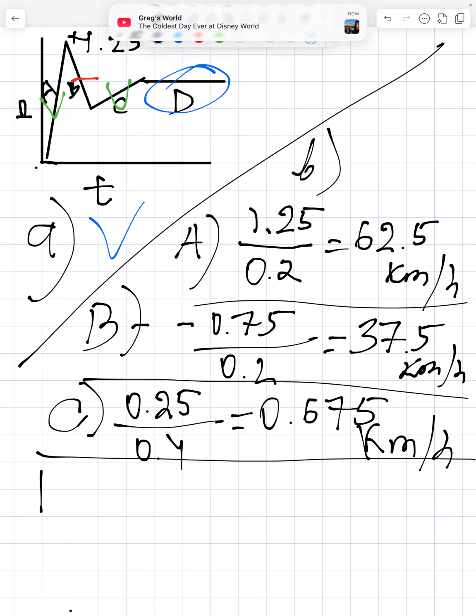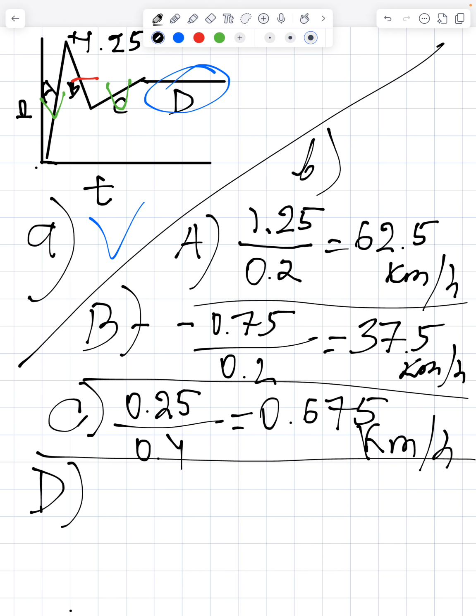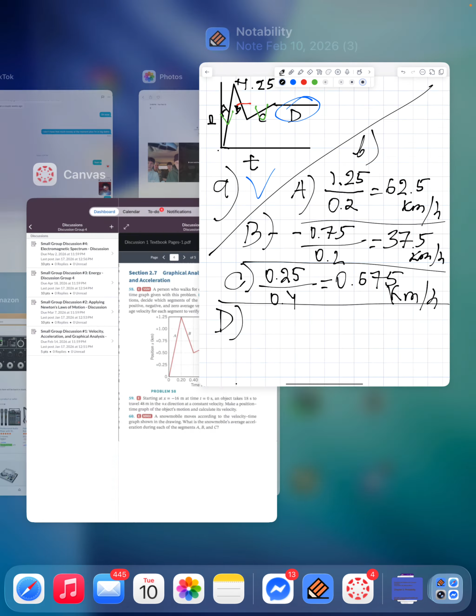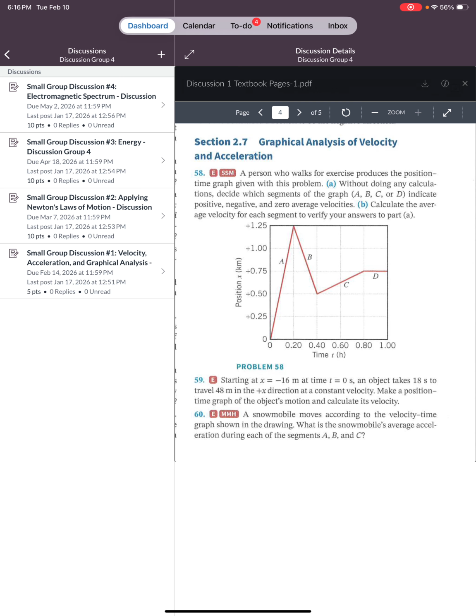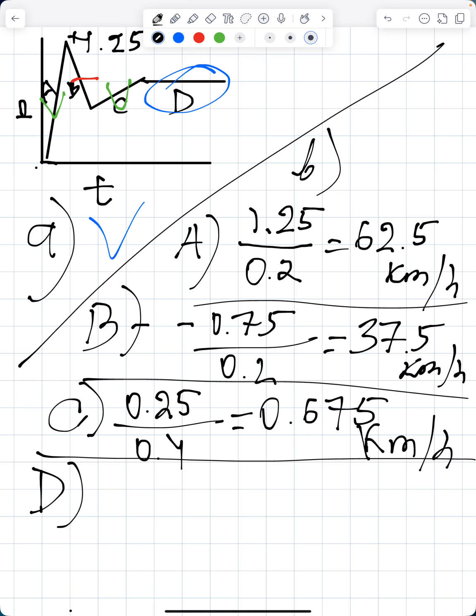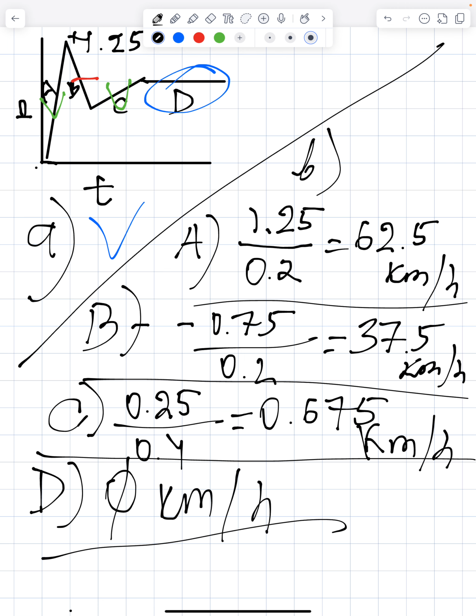Now, finally, D, we probably can predict since it's 0. So D is 0, but let's look at the picture where it's 0.8. Zero divided by anything is zero. So there's actually no calculation needed. You can right away say that D is going to be 0 kilometers per hour. So thus it confirms.